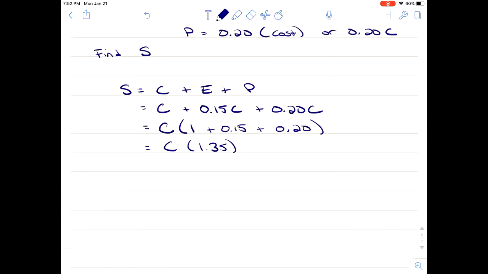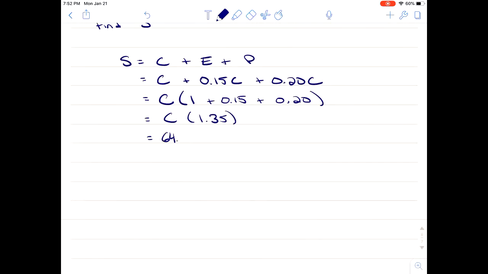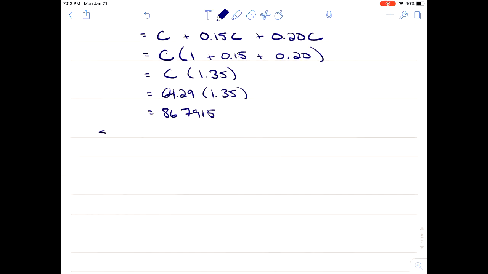Now, instead of plugging in C twice earlier, I only have to plug it in once. C times 1.35, because I know what C is. C is 64.29 times 1.35. 64.29 times 1.35 is 86.7915. So S is $86.79.